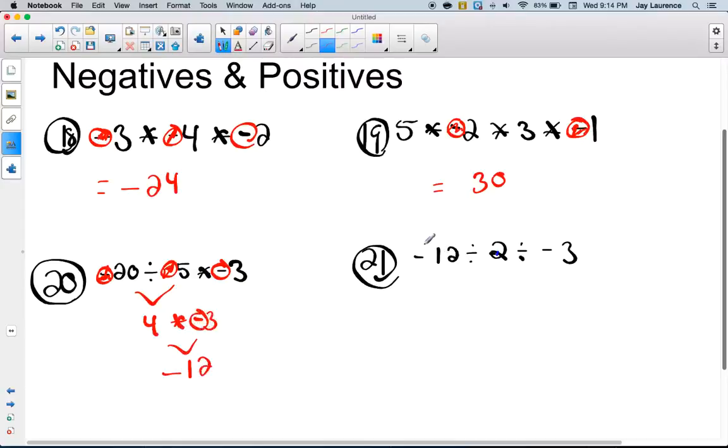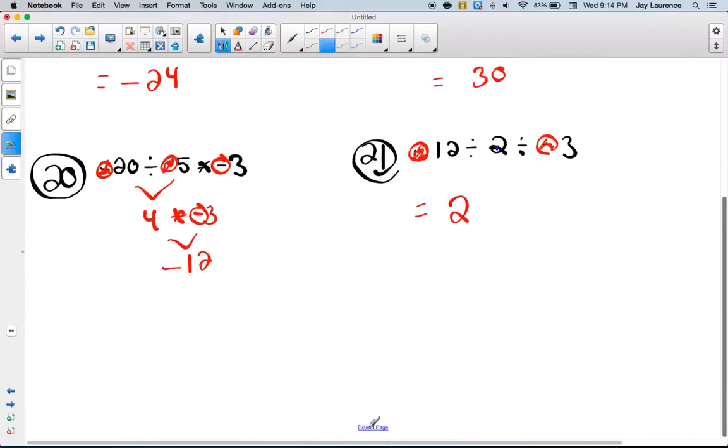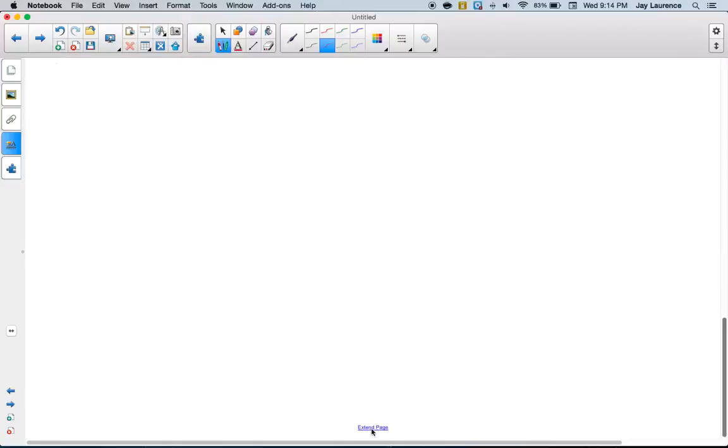Let's try this one. 21, negative 12 divided by 2 divided by negative 3. These negatives cancel out, leaving me with a positive answer. 12 divided by 2 is 6. 6 divided by 3 is 2. The answer is positive 2. All right, very good. I want you to try these 2 or 3 problems.